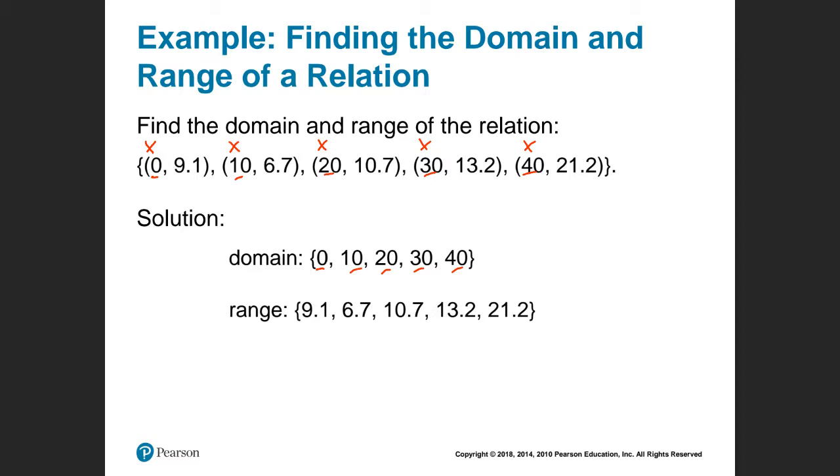So this is Y, this is Y, this is Y, this is Y, and this is Y. The range is 9.1, 6.7, 10.7, 13.2, 21.2. Okay, it's not hard, yeah? Just remember, domain is the first component, or X. Range is the second component, or Y.